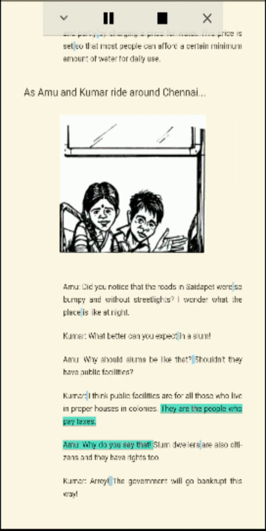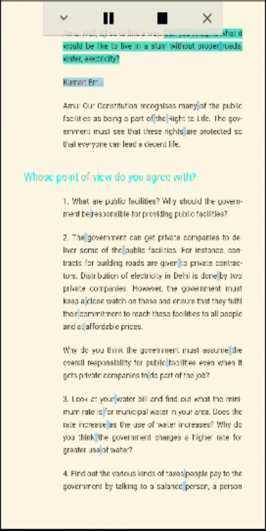Amu, why do you say that? Slum dwellers are also citizens and they have rights too. Kumar, hooray. The government will go bankrupt this way. Amu, well, it has to find a way. Can you imagine what it would be like to live in a slum without proper roads, water, electricity? Kumar, hmm. Amu, our constitution recognizes many of the public facilities as being a part of the right to life. The government must see that these rights are protected so that everyone can lead a decent life. Whose point of view do you agree with?